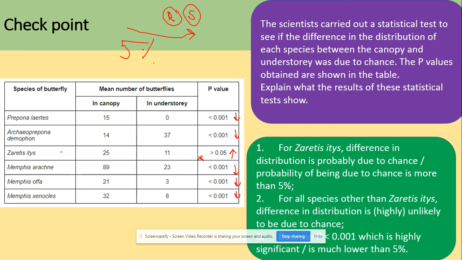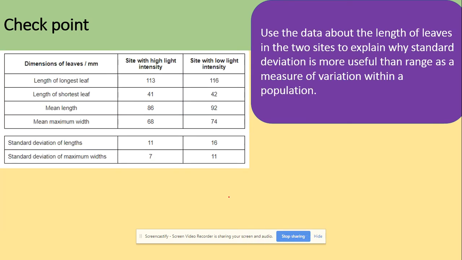So for that species, okay, what we just were talking about, the difference is due to chance because it's more than 5%. Okay, tick. And for all of the other species, okay, the probability is lower than 5%, so the results are significant. So they must be definitely, they are not due to chance. Right, lovely. So another question here.